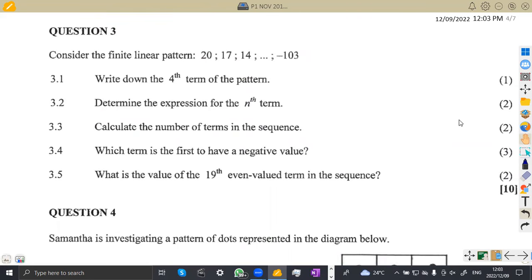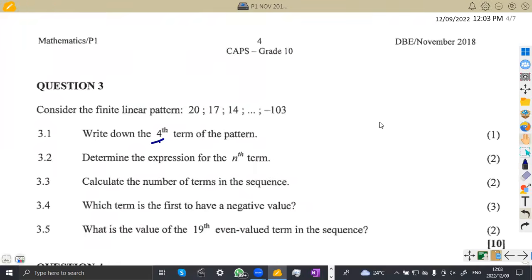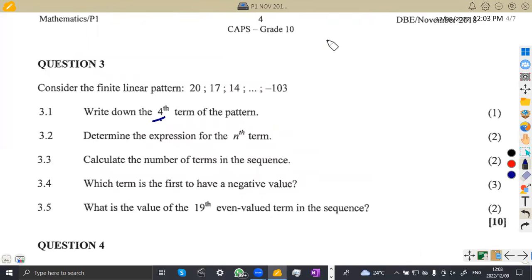All right, on question number 3, you are given, consider a finite linear pattern. So you're given a pattern which actually ends. If it is infinite, that one does not end, but this one is a finite linear pattern, or a sequence that we have. So from this part, we are given on 3.1, write down the fourth term of the pattern. So we need the fourth term of the given pattern here. All right. So what are you going to do? We can cross-check according to the expression that we are given. Okay, and just even utilize this space here.